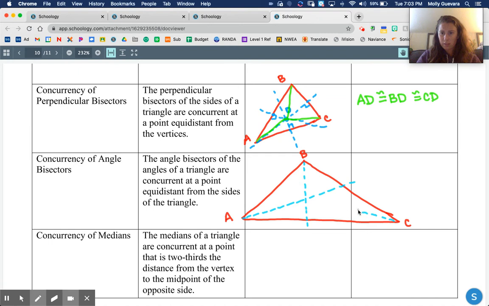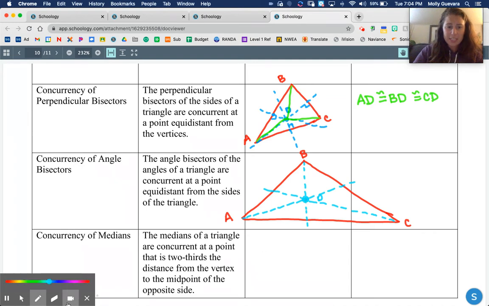This is the hard one. Going from right to left is not easy. There we go. Okay. And we can call this point again, point D. So it says the angle bisectors of the angles of a triangle are concurrent at a point that is equidistant from the sides. So now we have something that's equidistant from the sides.